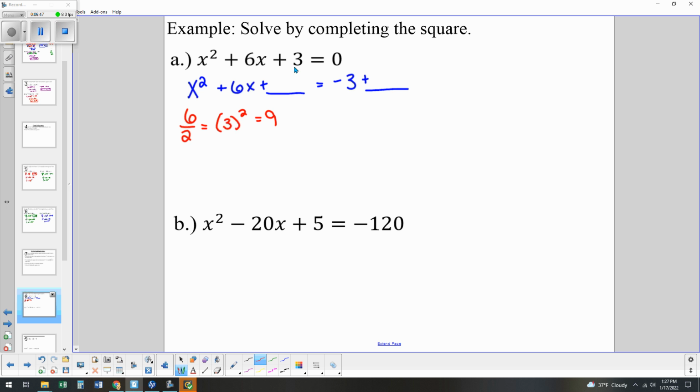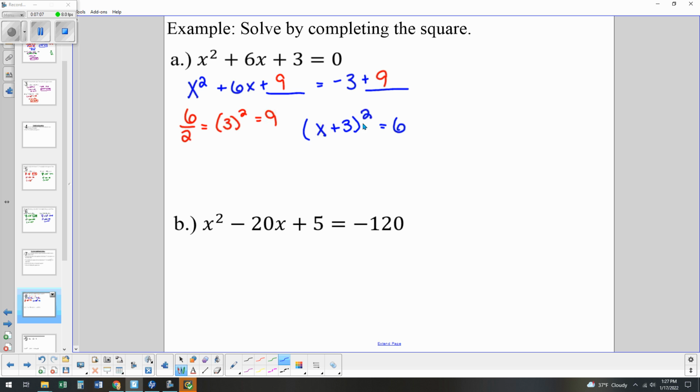So the c value is 9, so that means on this side I get a 9, and on that side I get a 9, right? What I do to one, I have to do to the other. So now x squared plus 6x plus 9 I can factor, right? That's x plus 3 squared. And on the other side, negative 3 plus 9, I have 6.